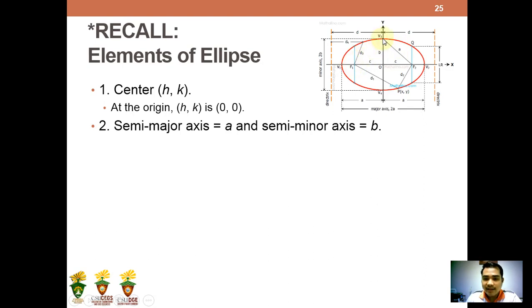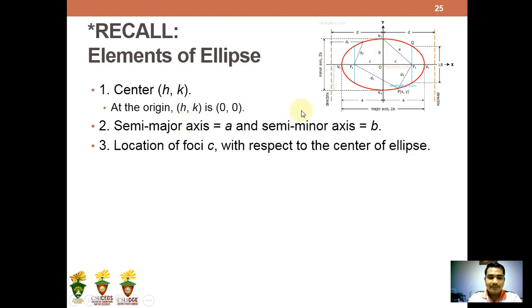Kay a total length ani niya from the focus padulong sa isa sa point at the circumference padulong diri sa second focus is 2a. So mao nang a lang gihapon siya. And you have semi-minor axis B, semi-minor axis B. So kaning illustration is from the origin padulong sa vertex along y-axis B. Semi-minor B and semi-major A.